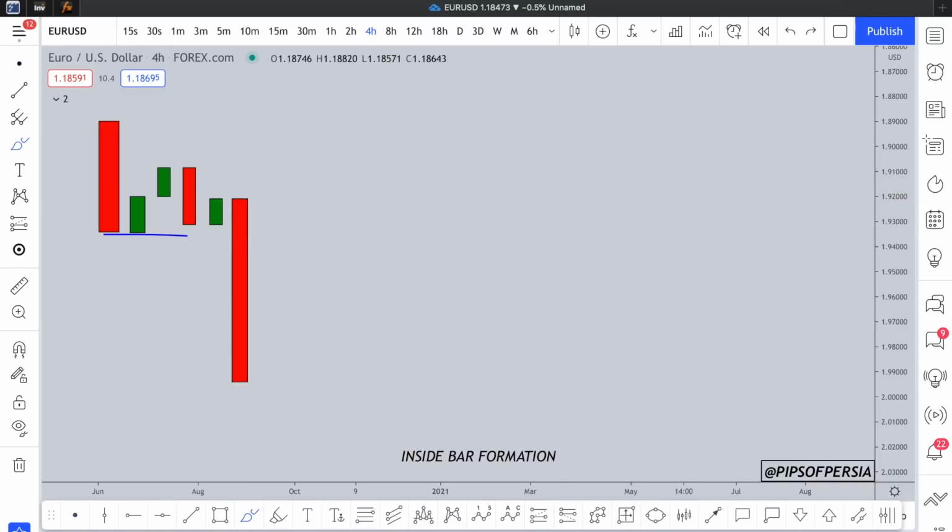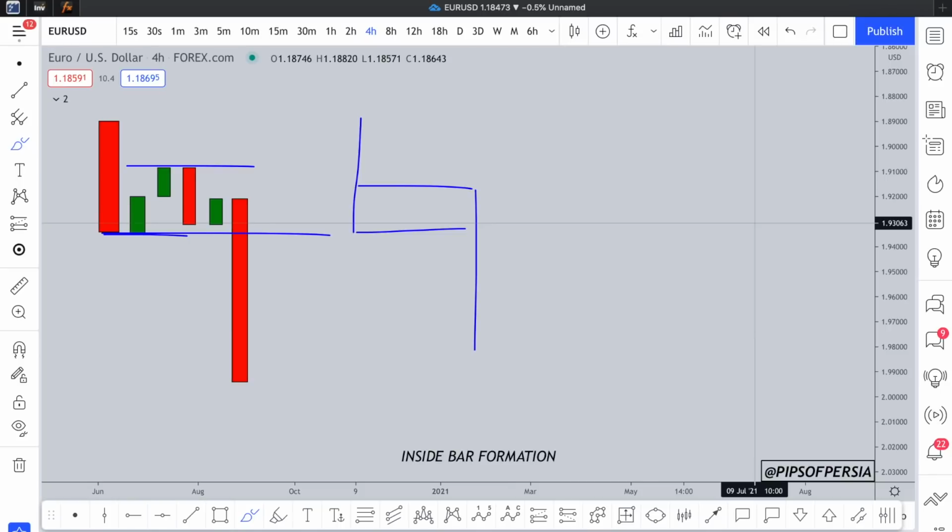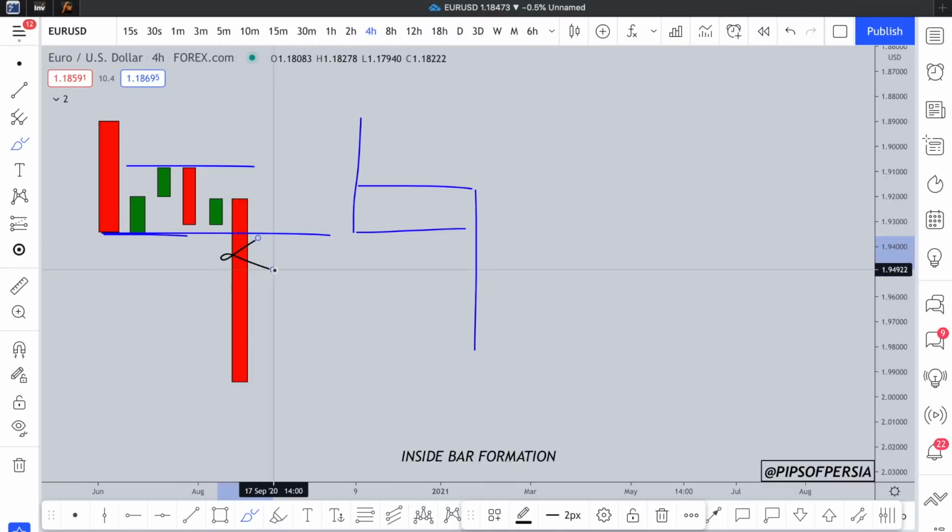Now what's interesting to see is this mother bar inside bar formation is extremely similar in its behavior, if not completely identical, to our drop-based drops and rally-based rallies. Now in the textbook teachings of how you actually trade the inside bar formation, you actually execute your sell position upon the break outside of your range.